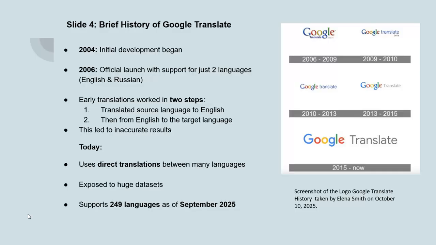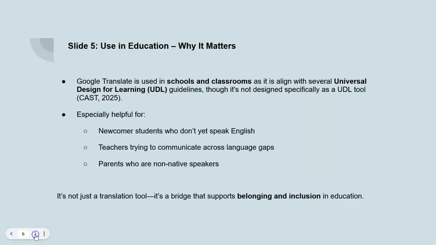Initially, translations were done in two steps. The source language was translated into English first, and then from English into the target language. It often led to inaccurate translation. Today, translations are done directly between languages and are based on a much larger data set, which makes them more accurate. As of September 2025, Google Translate supports 249 languages.